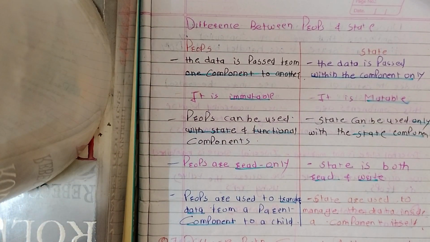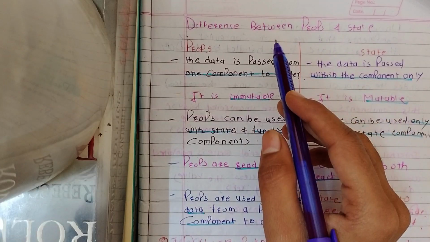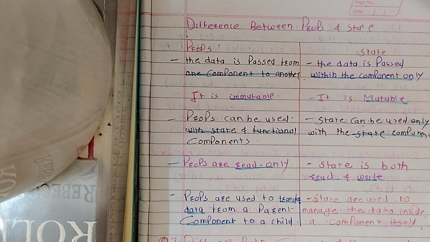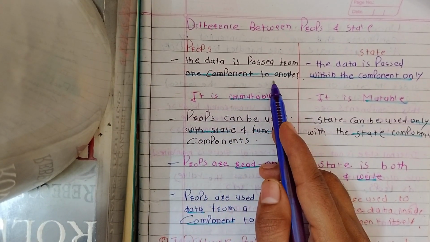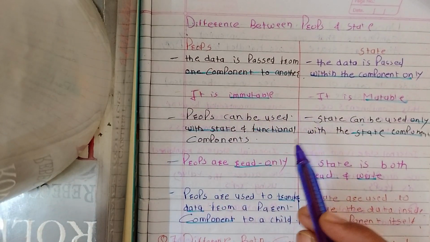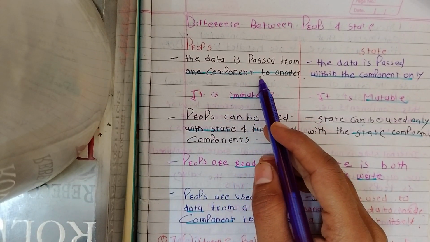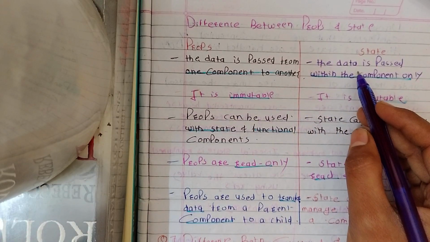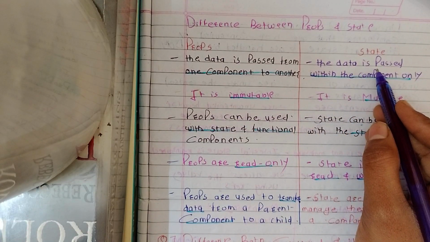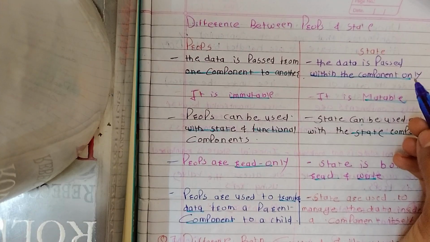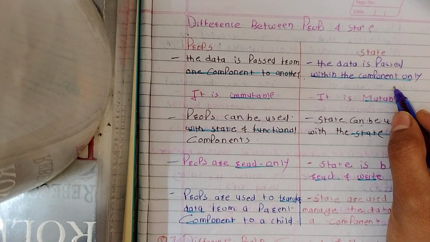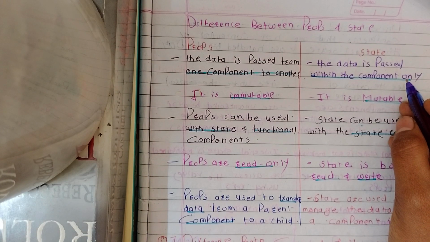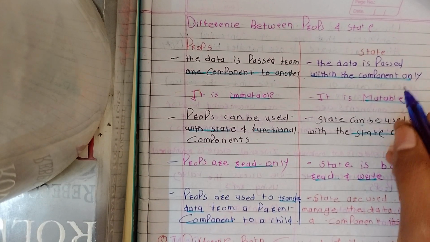Next one is the difference between props and state. So basically, what is the difference? With props, the data is passed from one component to another. So by using these props, we can pass the data from one component to another. And what does state do? With state, the data is passed within the component only. With the help of state, we can pass the data within the component. We cannot take the data outside of that component.